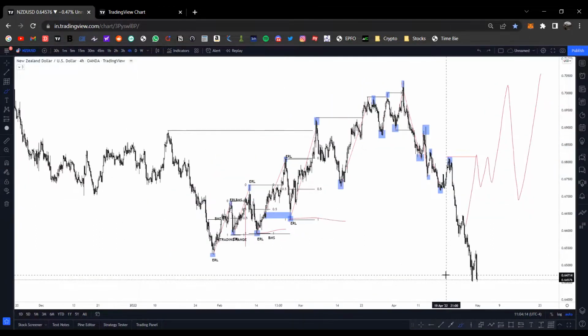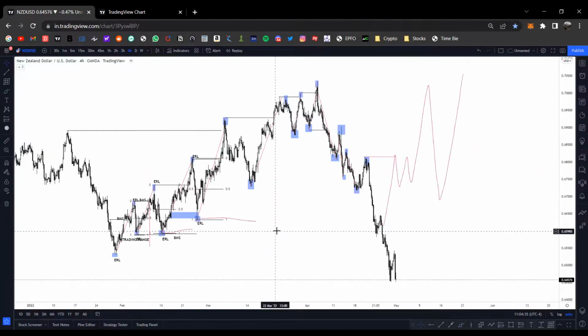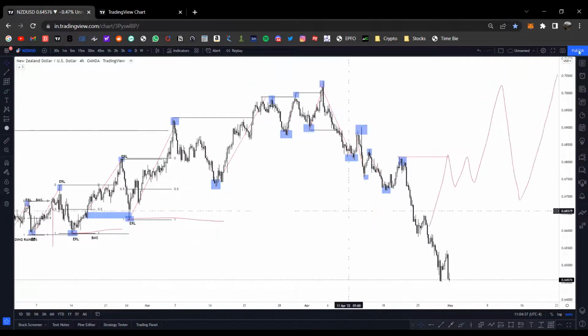Always wait for price to take out the range first and create a BMS, towards the upside or downside. That's where you will look for buys or sells. Always look for buys at a discount level of a trading range, and always look for sells around a premium level of a trading range. So that's how a trading range works.